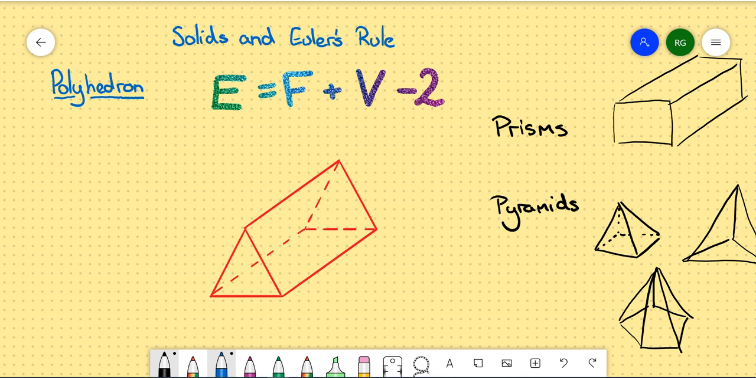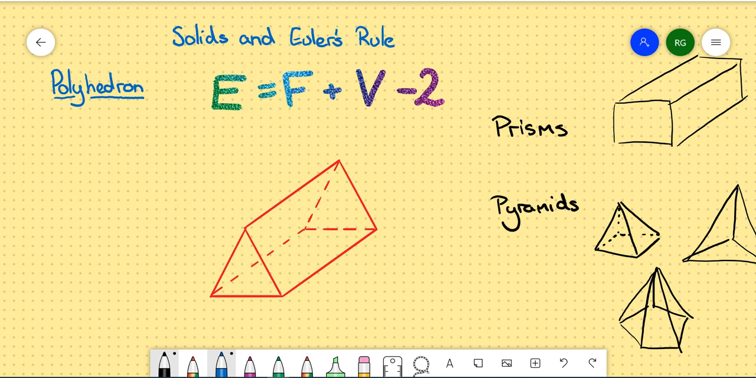Now, to explain Euler's rule. Euler's rule is relatively simple. It's this multicolored looking one that you need to know. So E equals F plus V minus 2. What it enables us to do is to work out how many faces or how many vertices or how many edges there are on a certain shape.